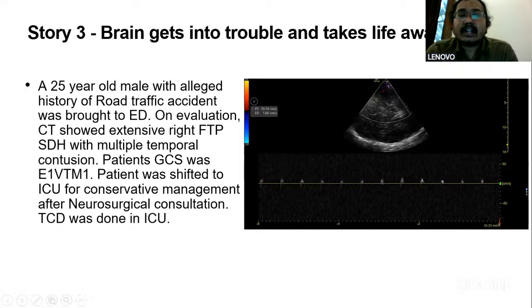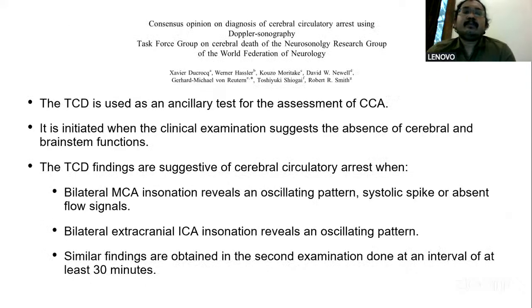Here we have done TCD and all you can see is systolic spikes, almost nearing a cerebral circulatory arrest. Now, brainstem death is a clinical diagnosis. Whenever we are unable to come to a diagnosis of brainstem death clinically, we use transcranial Doppler as an ancillary test. What TCD tells is that it is a cerebral circulatory arrest. It doesn't give you a clinical diagnosis; it will just tell that the circulation has ceased in the brain. So how do you do it?